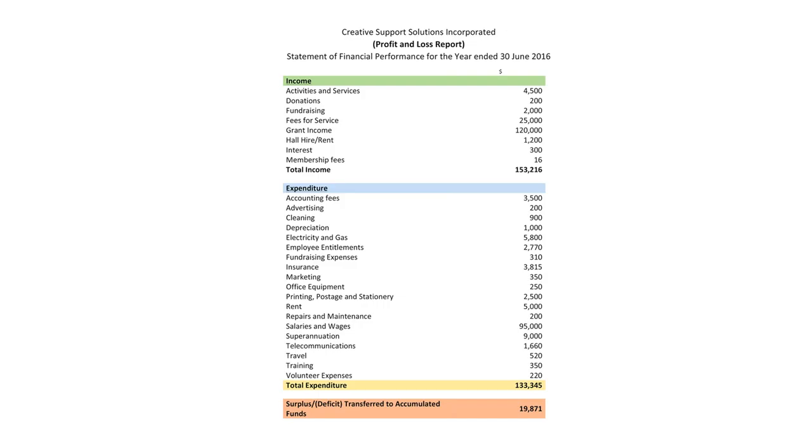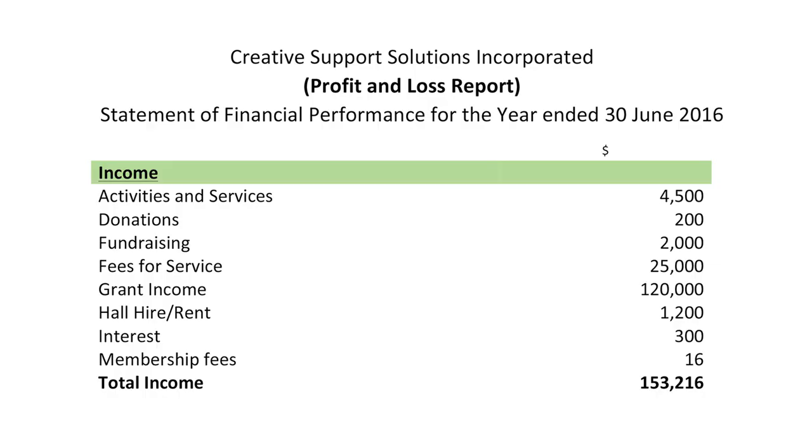Firstly, let's look at the profit and loss report. This report is also known as the performance report, as it captures the activities of your service delivery. For example, the amount of income you have received and the costs that you've incurred over a given period. Taking a closer look, you will see that the income is broken down into headings such as grant income, rental income, hall hire, fees for service, and perhaps some interest.